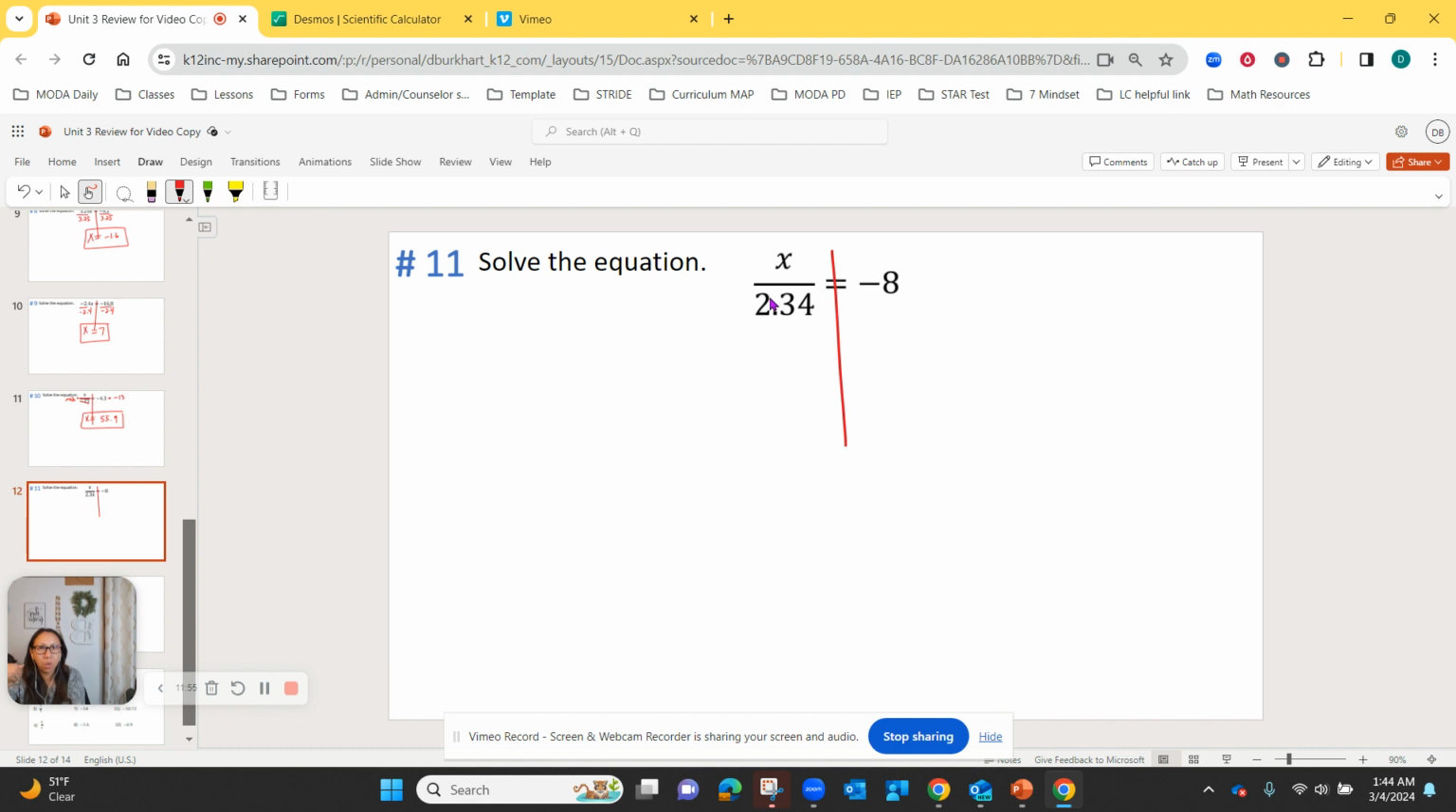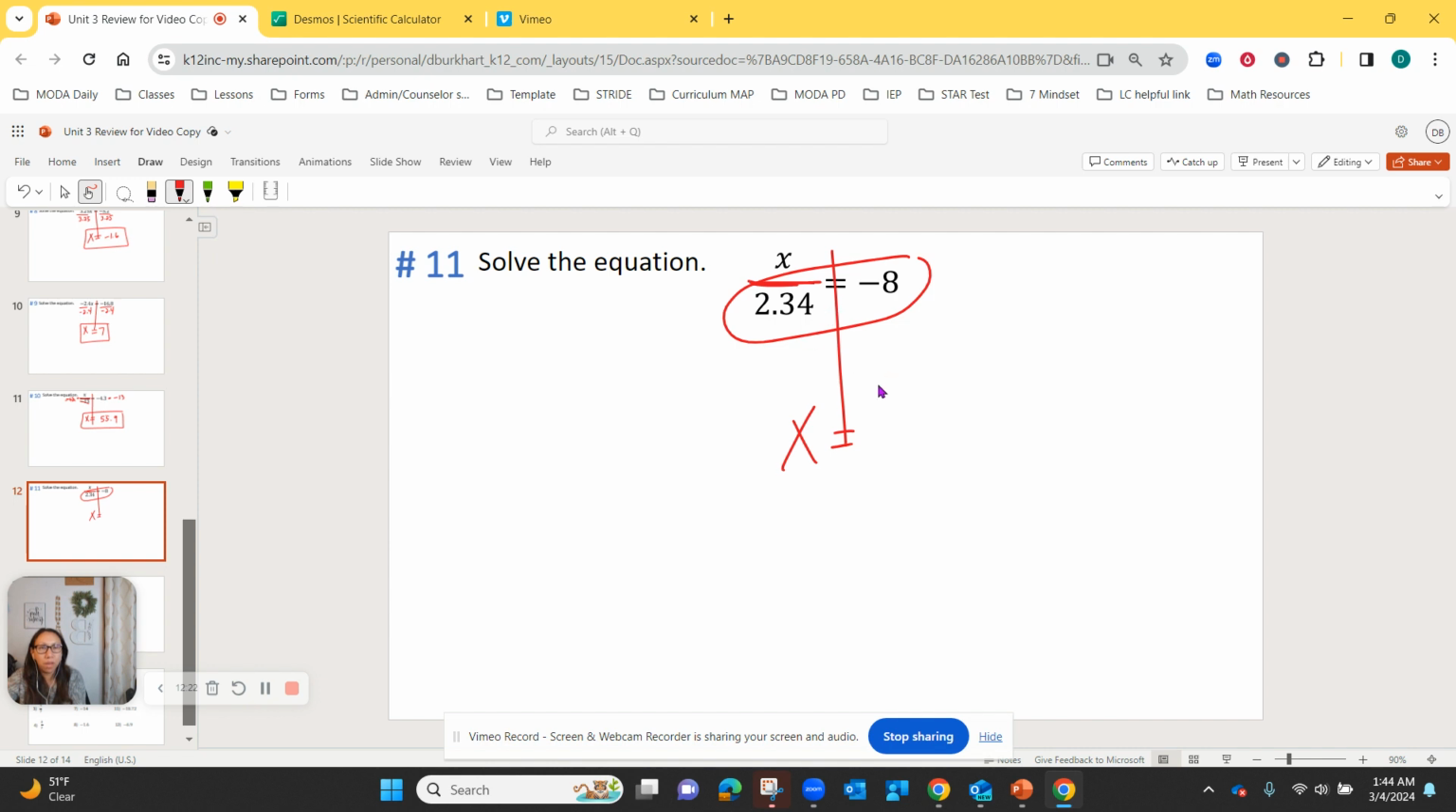You have x divided by 2.34. So again, if you have this fraction right here and you have the x on the top of your fraction, that means that's division. So the inverse of division is multiplication. So another way, the shortcut way of multiplying, is just taking this 2.34 and then negative 8, cross multiply it to get x, okay?